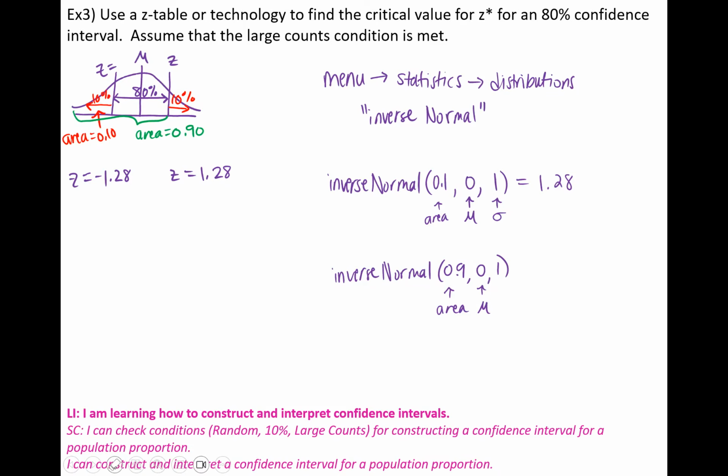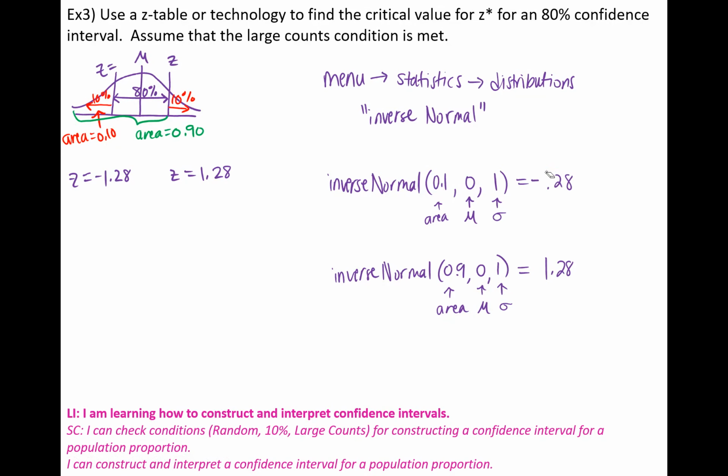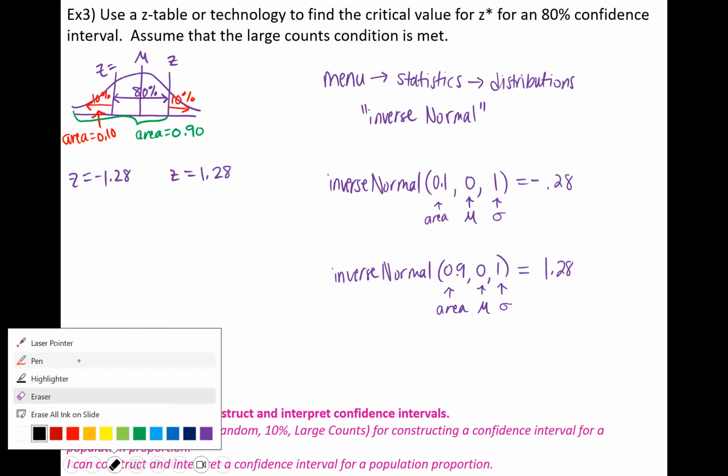Okay, so let me just get this corrected and we'll move on. And this one gave us, oh, I did that backwards. I apologize. This one's negative 1.28 and this one is 1.28 because the first one is on the left side of the mean and the second one is on the right side of the mean.